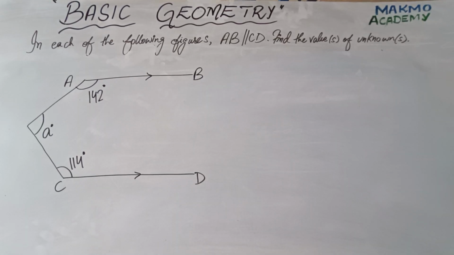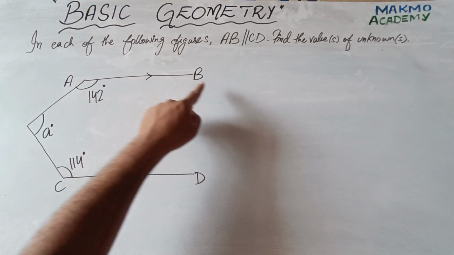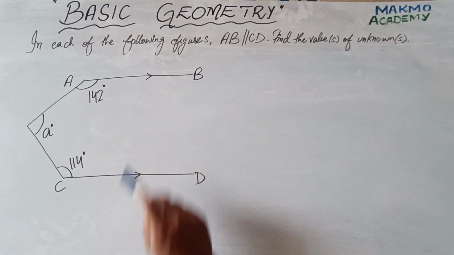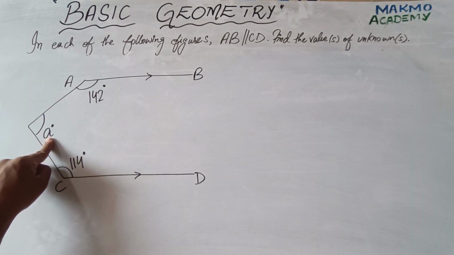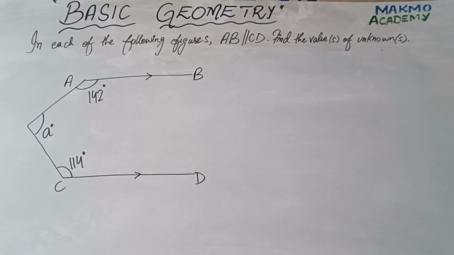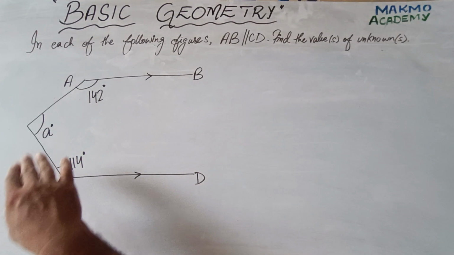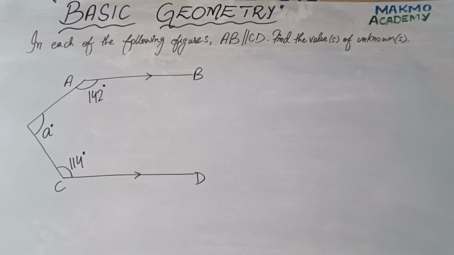Now guys, look at this problem. Again, line AB and line CD are both parallel with each other, and we need to find the value of the unknown, which is only A in this problem. Now, as you can see, there is no connection in this type of figure.